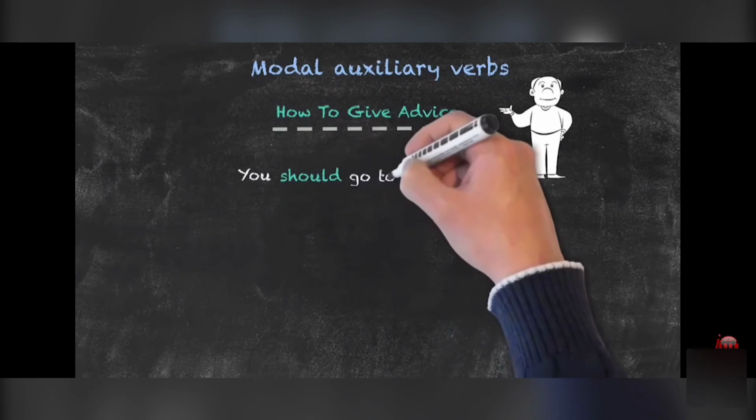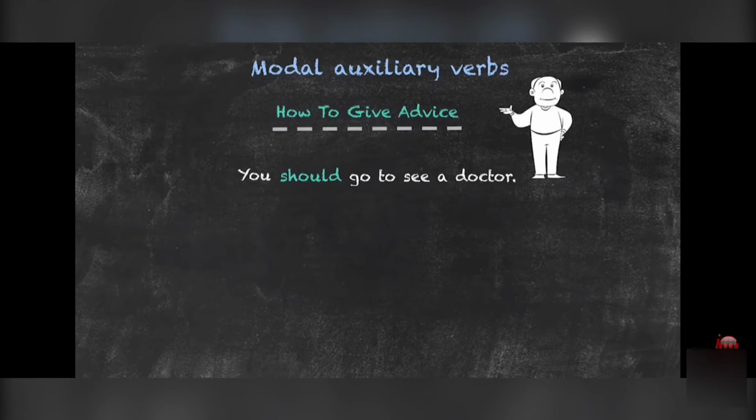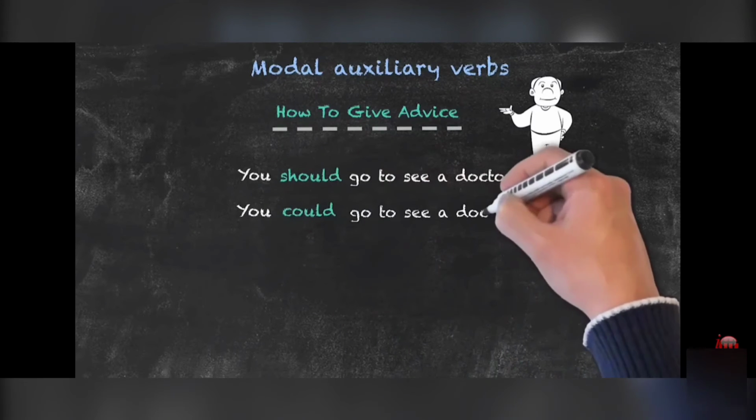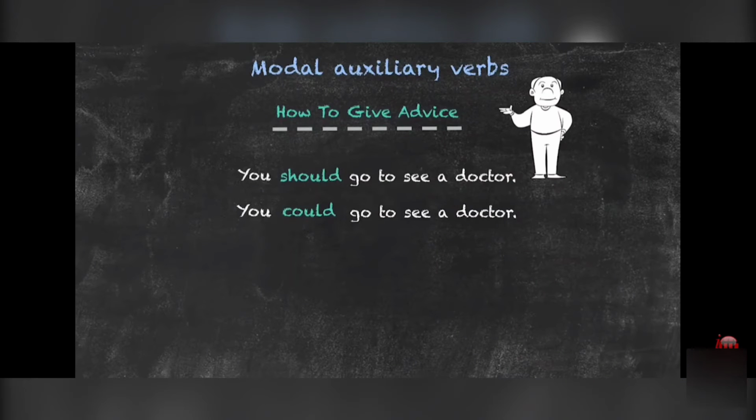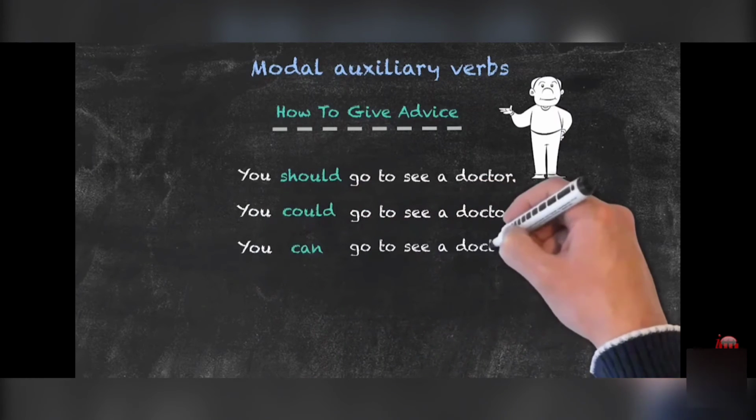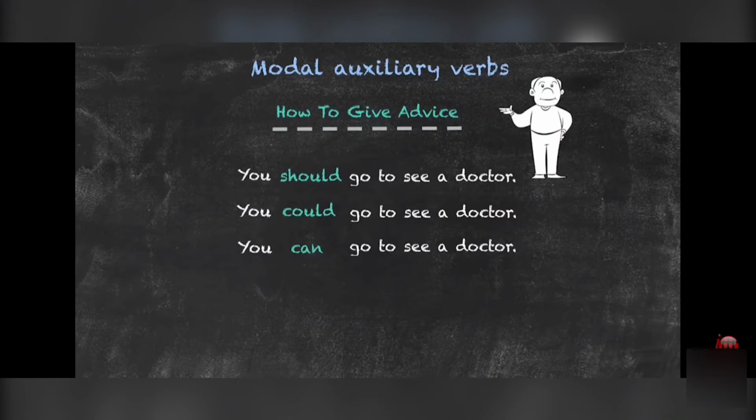If the advice was a little bit weaker than that, you could go to see a doctor. It's not important that you do, but there is some advice being offered here. Even weaker than that, which we touched on earlier, could be, You can go to see a doctor if you want to. An even stronger way of giving advice is you must go to see a doctor with that, which is strong advice.